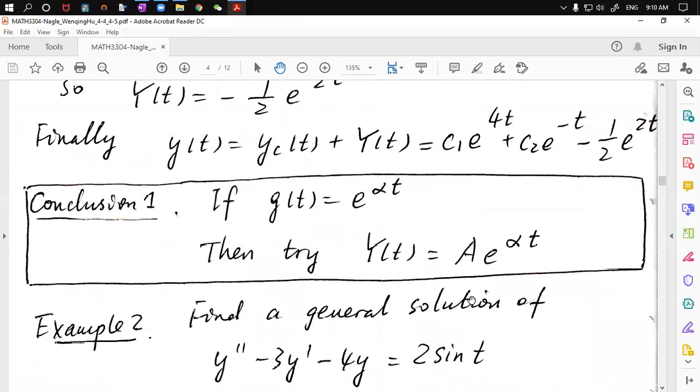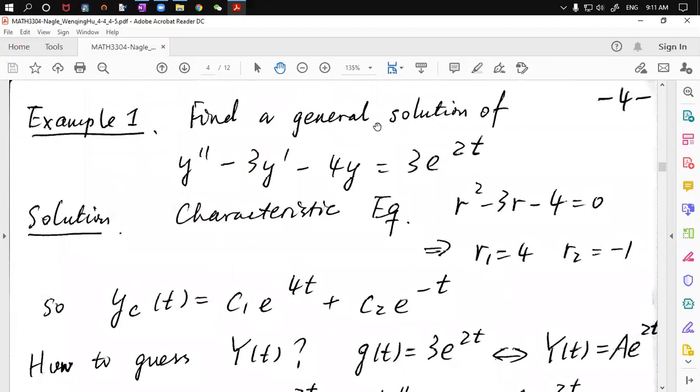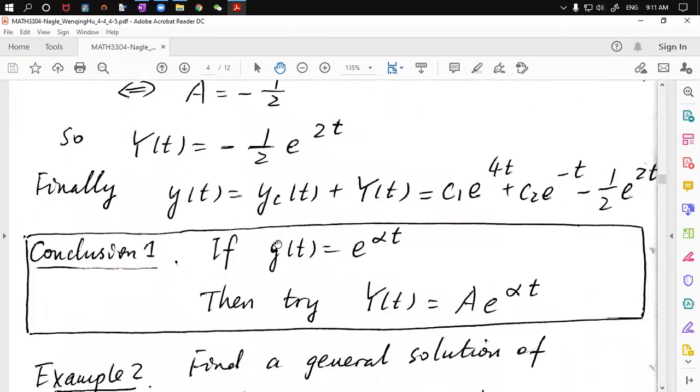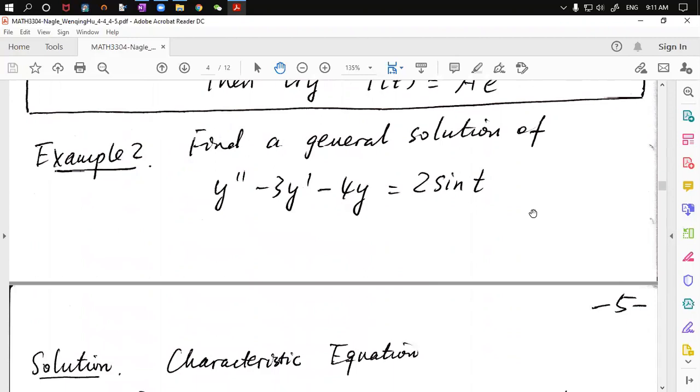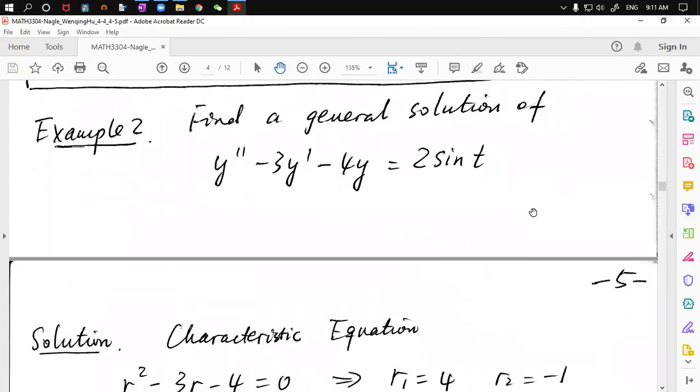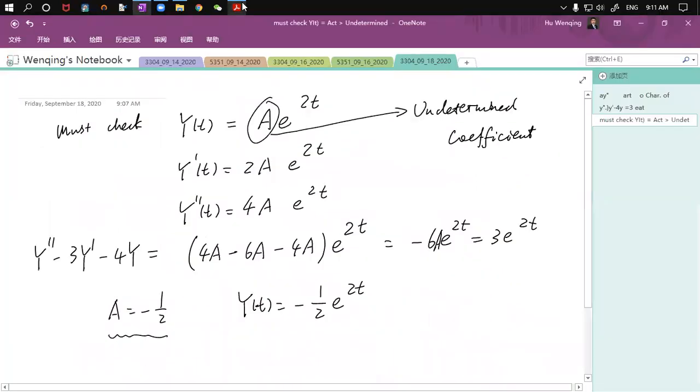Okay, so that's a very simple example of how to find a particular solution. Remember, if the question is asking you for a general solution, then you must combine your complementary solution with the particular solution. That's going to give you a general solution. Is that good for everybody? Okay, so that's a good procedure. So let us see how far this method can go.